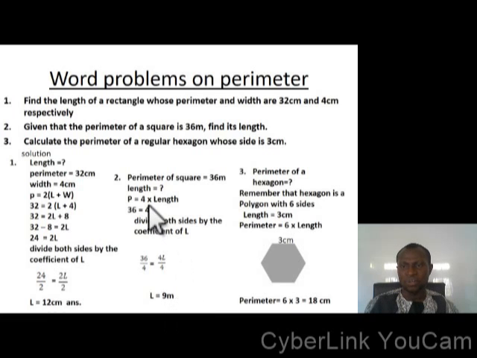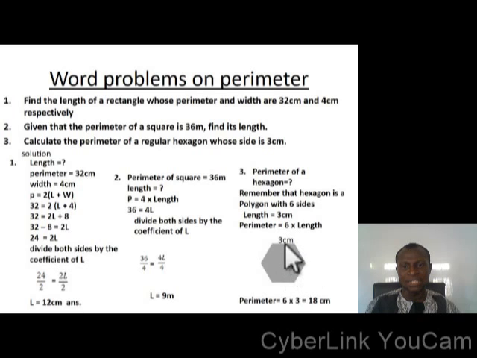Then the last question: calculate the perimeter of a regular hexagon whose side is 3 centimeters. Remember, a hexagon is a polygon with how many sides? 6 sides. Hexagon, polygon with 6 sides. You can see it here: 1, 2, 3, 4, 5, 6. This is a hexagon. And they say each side is equal to 3 centimeters. Remember, they call it regular, meaning that all the sides are equal.